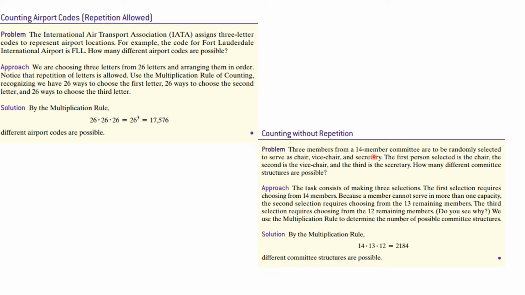Here you have 3 people from a 14-member committee to be randomly selected to serve as chair, vice chair, and secretary. The first person selected is chair, the second is vice chair, and the third is secretary. How many different committee structures are possible? You see, the people cannot hold more than one of these offices. So how many ways can you pick? The first one is 14. Once you've done that, there are 13 ways you can pick the next one, and 12 ways you can pick the third. So a little bit over 2,000 different committee structures are possible. Problem 31 is a good problem if you want to test your understanding.